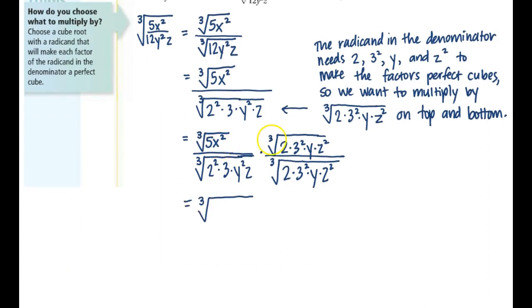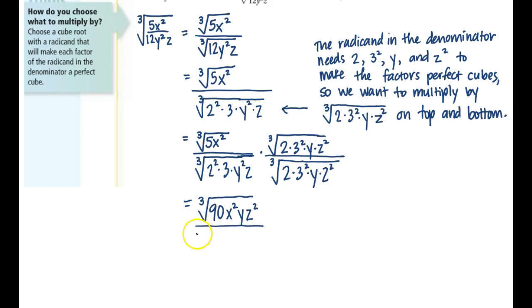Because these radicals have the same index, I can combine by multiplying. So I'm going to multiply the tops first. So I have 5 times 2 times 3 squared. Essentially, that's just 18. So 5 times 18 is 90. And then x squared comes down, y and z squared comes down. Those can't combine because all of those are different variables. So that's the top of my quotient.